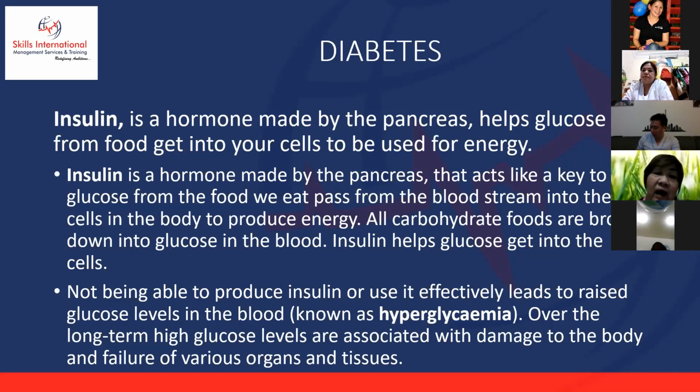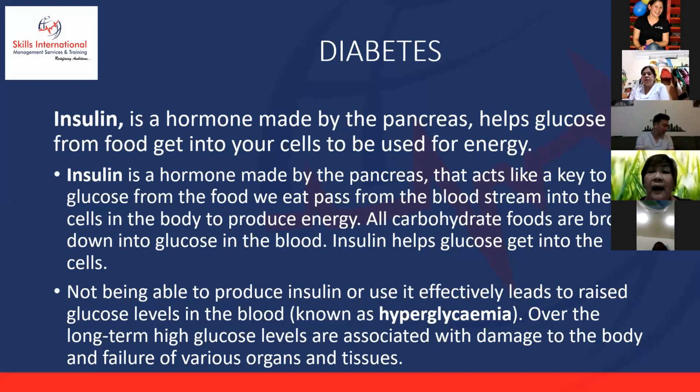If our blood is full of glucose, we will be having diabetes. Okay? The sugar is going to be higher and higher. Hyperglycemia. Hyper is the prefix for high, and glycemia is the glucose.